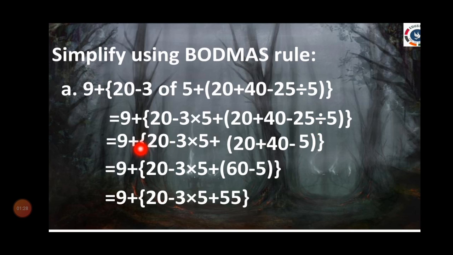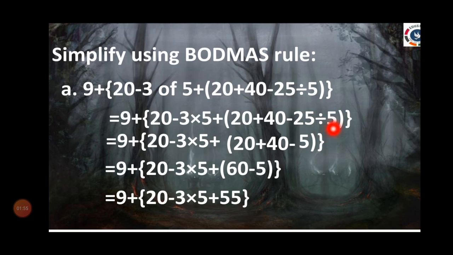Now we start to solve the numerical expression. Is equal to 9 plus 20 minus 3 into 5 plus... So first preference is given to the round bracket, I told you. In the round bracket we are having three operations. Plus is there, minus is there, divide symbol is there. So among the three symbols we want to give the preference to divide.